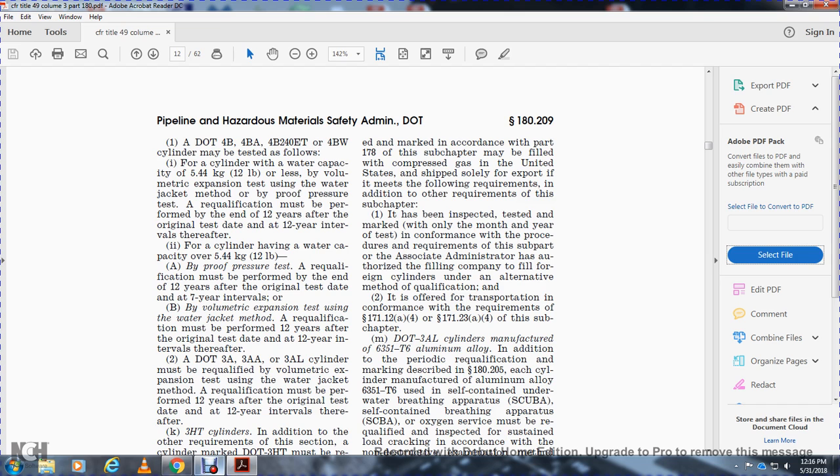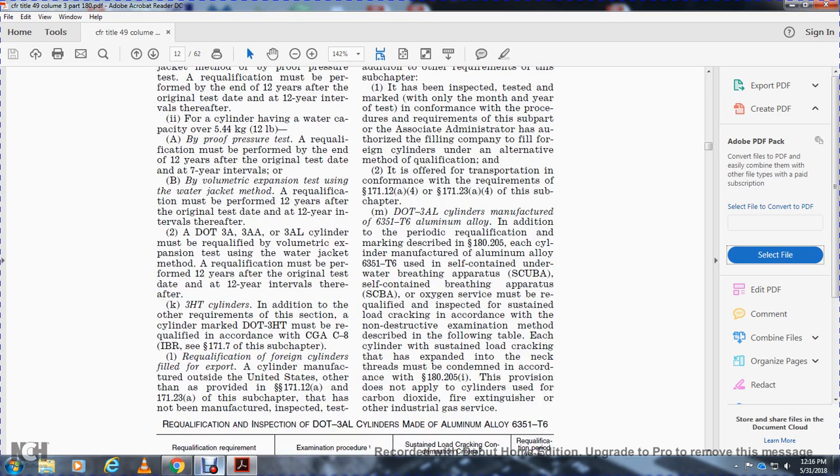3AL cylinders manufactured with 6351-T6 aluminum alloy, in addition to the periodic requalification marked in 180.205, each cylinder manufactured of aluminum alloy 6351-T6 to be used as self-contained underwater breathing apparatus, or SCUBA, or self-contained breathing apparatus.